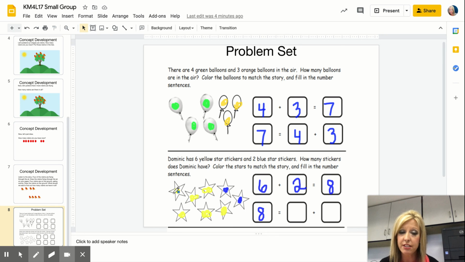How many yellow stars did we have? Oh, that's right. We had 1, 2, 3, 4, 5, 6 yellow stars. And how many blue stars? 1, 2. I hope you enjoyed today's lesson.